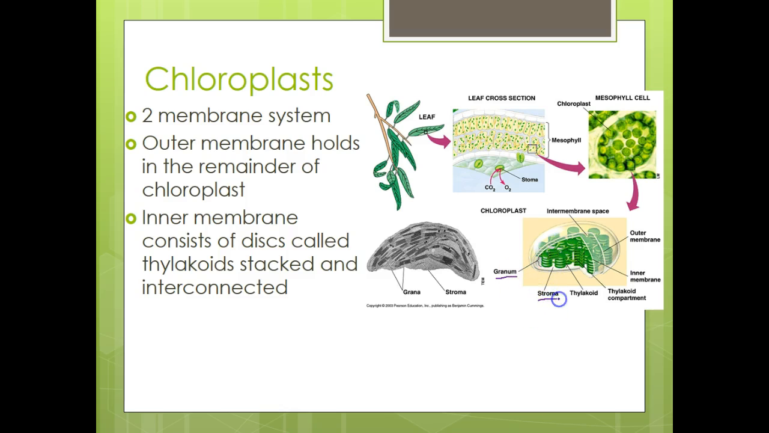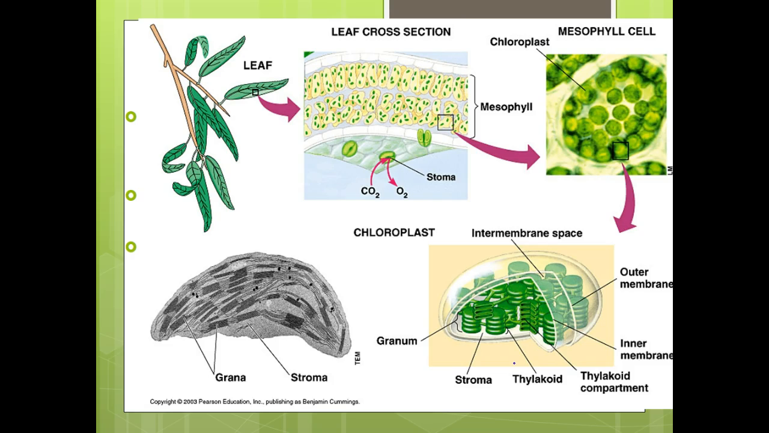There's a fluid that surrounds all of these thylakoids or grana inside the inner membrane, and there are thylakoids, those single flattened discs. Remember, they're flattened to increase surface area, which is really important because they are in charge of all of the photosynthetic activity. You've got an inner and outer membrane, and then you have this inner membrane space between the two membranes. Okay, so we've talked about all that stuff.